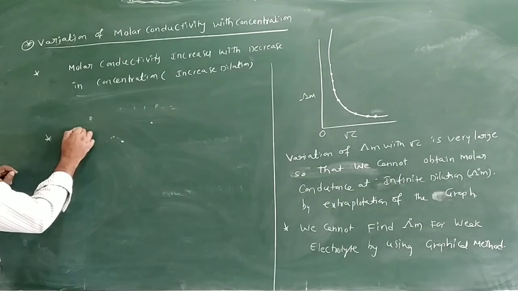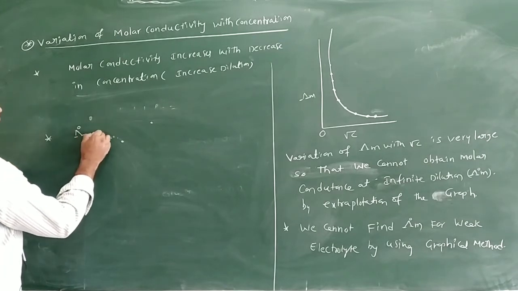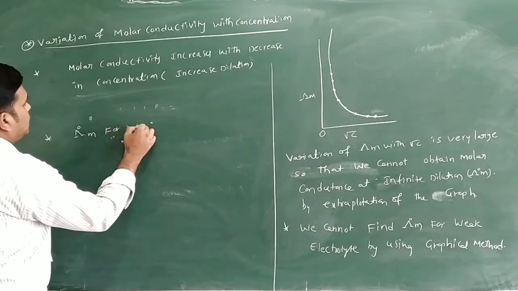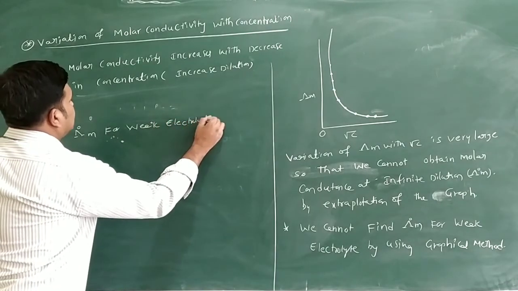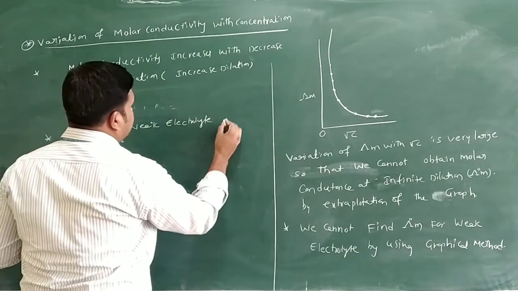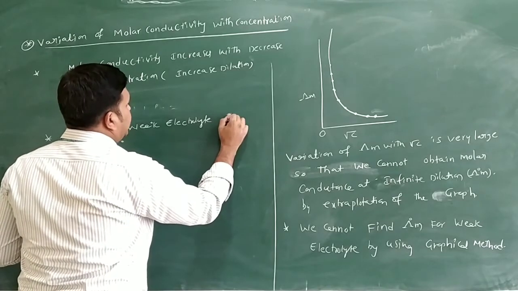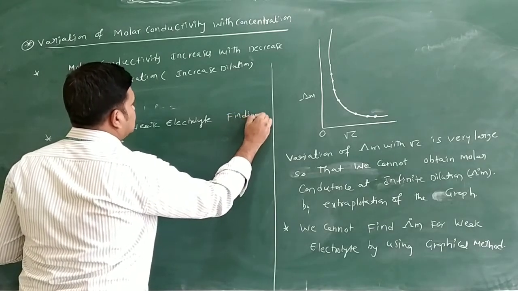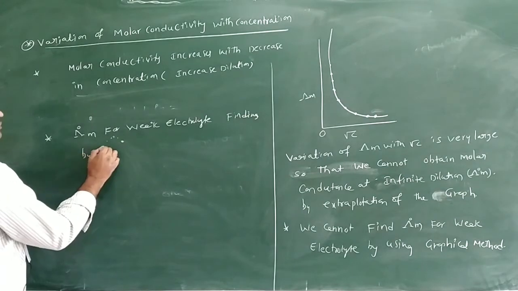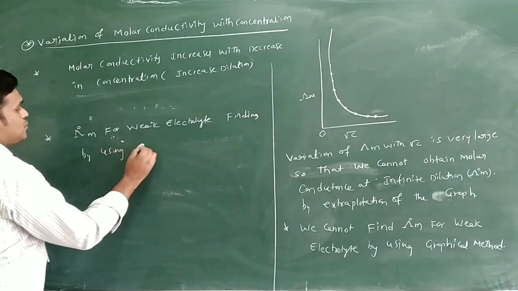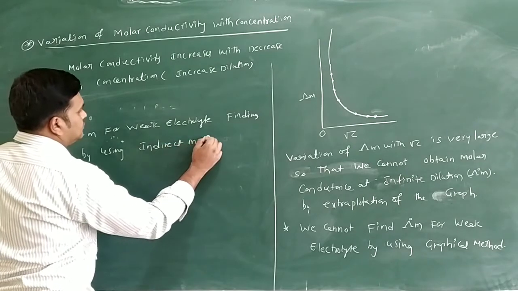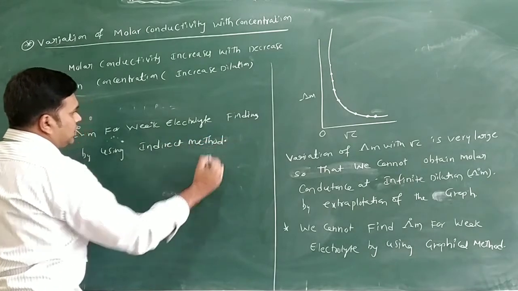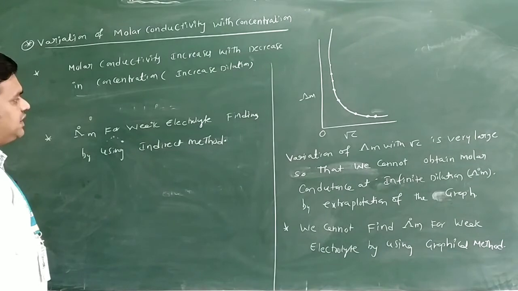I will write one more point here. Limiting molar conductivity for weak electrolytes is found by using an indirect method. We will discuss the indirect method in the next episode.